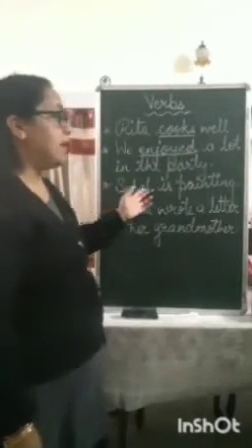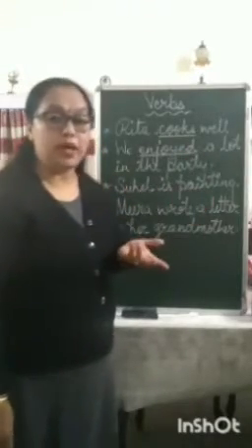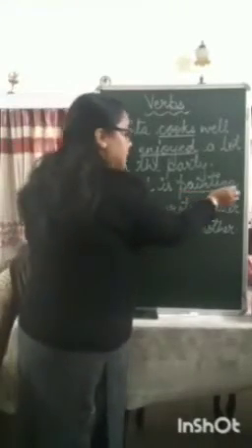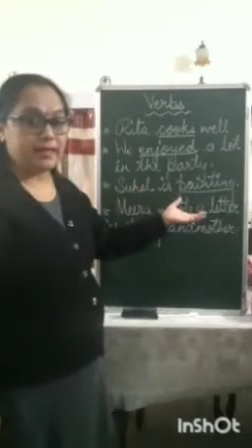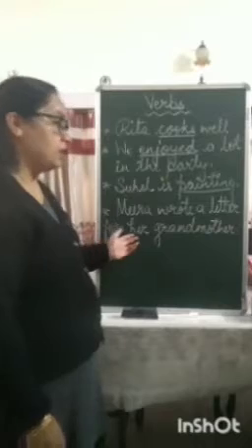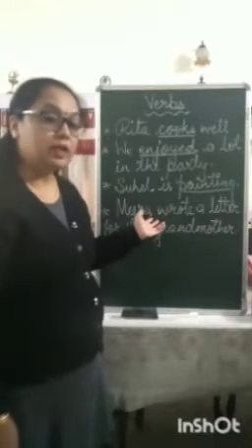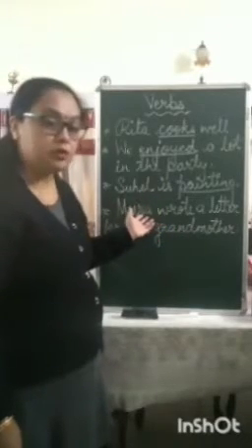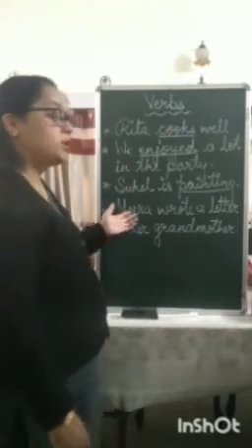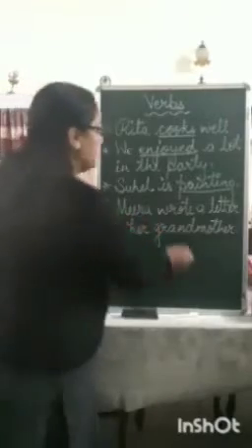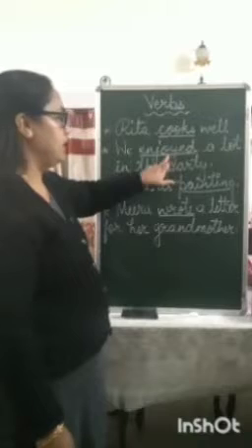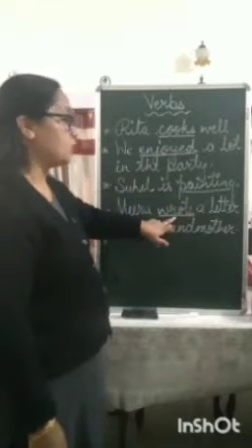Third one, Suhail is painting. What is Suhail doing? Suhail is painting. He is painting a picture. That is the work that he is doing. And last one, Meera wrote a letter for her grandmother. What did Meera do? Meera wrote a letter for her grandmother. So what was the thing that she did? She wrote a letter. So these underlined words: cooks, enjoyed, painting, wrote.